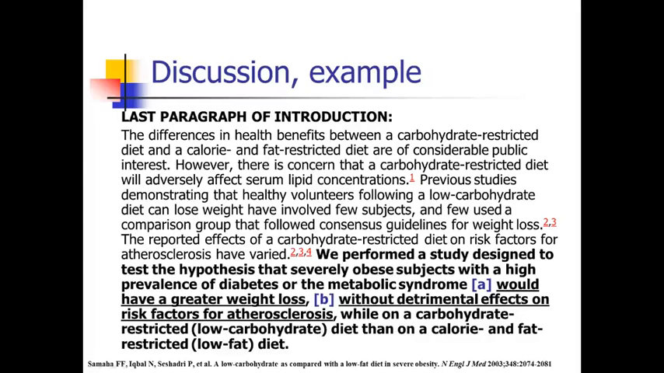Notice it's very easy for the reader, in that introduction section, to find what they were doing, because they actually said we wanted to test this hypothesis: that severely obese subjects with a high prevalence of diabetes or the metabolic syndrome, so a specific group of people, would 1A, have a greater weight loss, and 2, have a greater weight loss without any detrimental effects on their cardiovascular risk profile. Remember, these low-carb diets encourage you to eat a lot of steak and cheese, and they were worried that maybe your cholesterol is going to skyrocket, and even if you lose weight, you're still going to be unhealthy. So those were their two aims. That was the end of their introduction section.